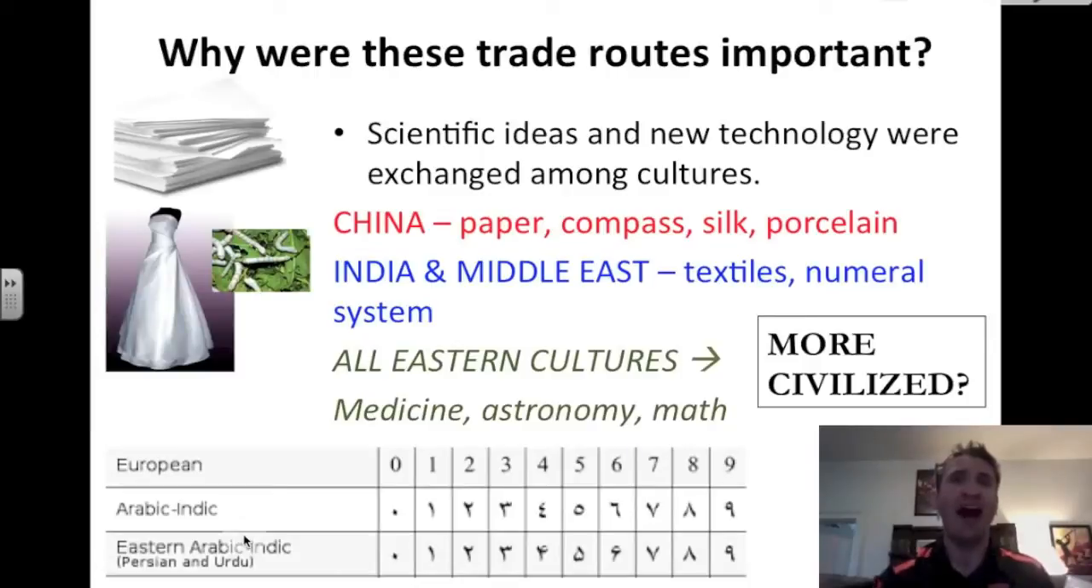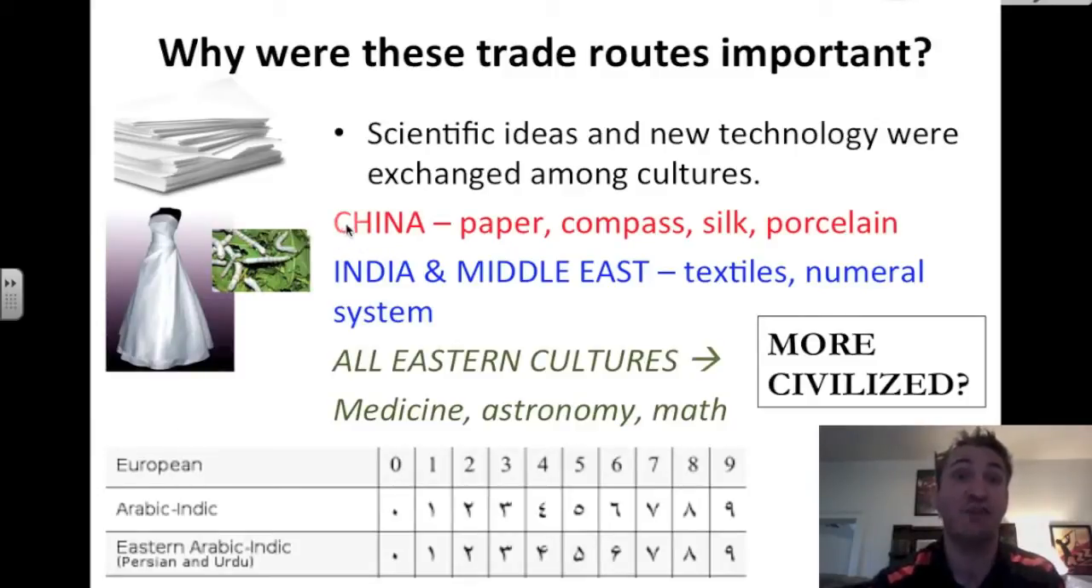Okay, why were these trade routes so important? Well, scientific ideas and new technology were exchanged among the different cultures along these trade routes. And the East provided the West with all of these new ideas. We should give the East more credit because Europe borrowed a lot of things from Eastern civilizations. Let's look at some of those things.